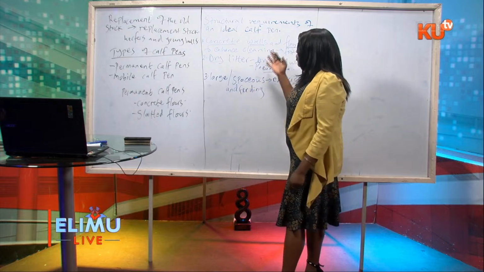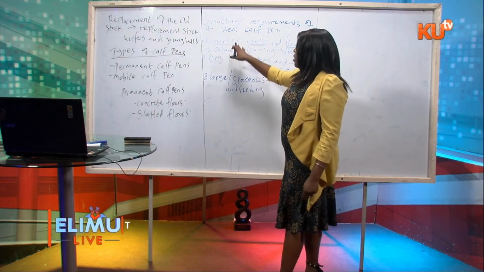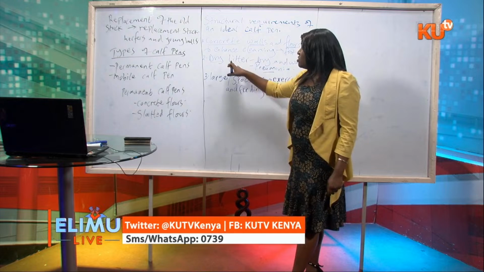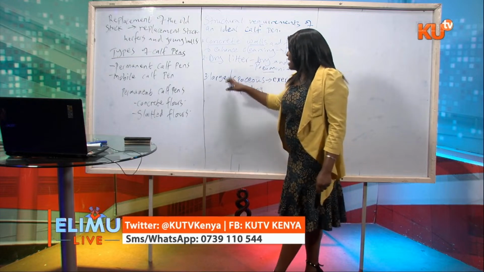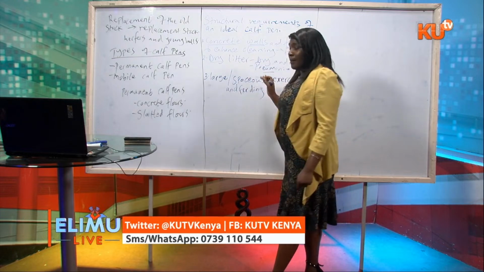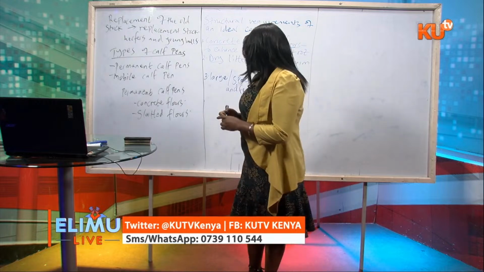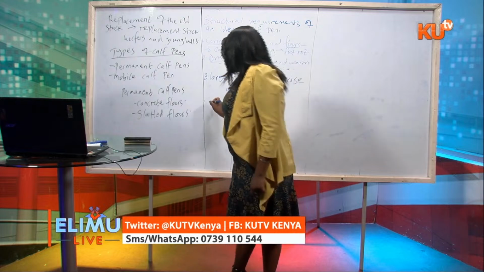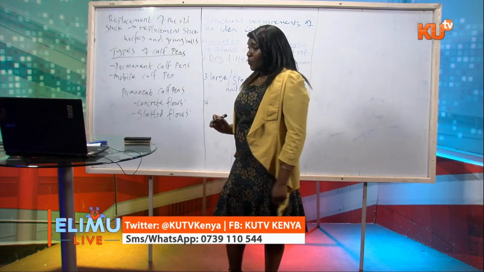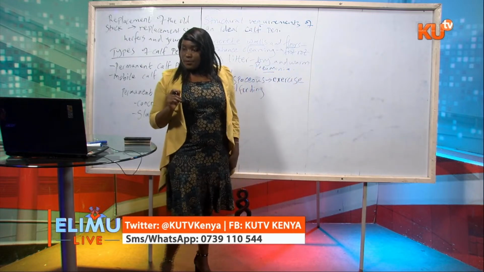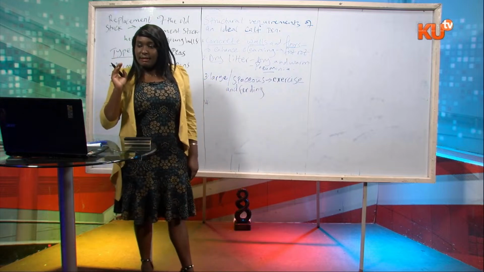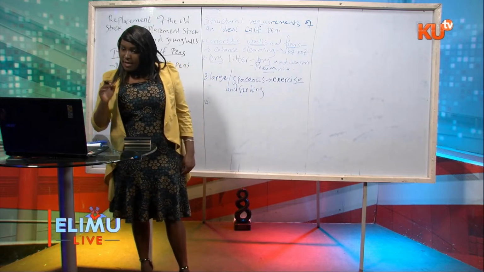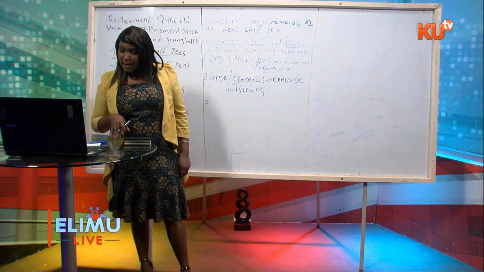So, dear learner, I hope you are following. We need concrete walls. We need dry litter. We need a large and spacious calf pen. Number 4 points. We are now halfway in terms of those points. There are 8 requirements of a good calf pen.